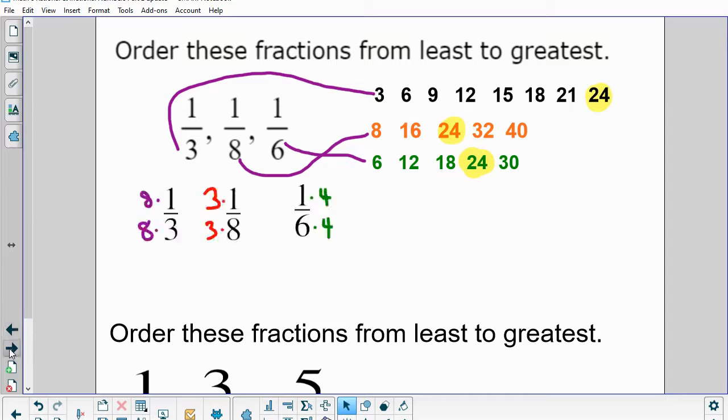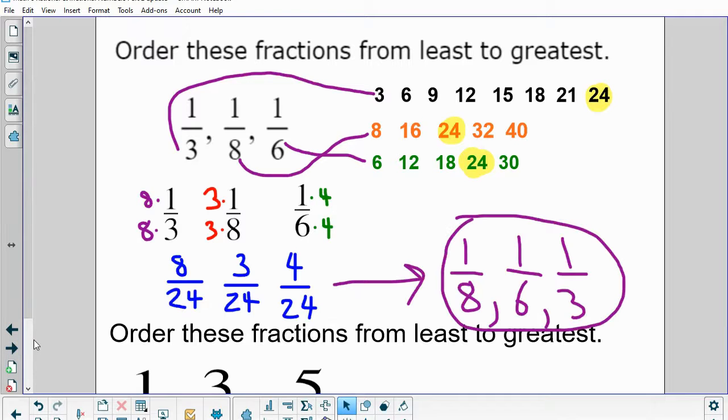So then we end up having to multiply each fraction by a number that will produce that common denominator of 24 in each of their denominators. And so we end up with 1/3 equals 8/24, 1/8 equals 3/24, and 1/6 equals 4/24. Well, we know that 3/24 is the smallest, so that means that we put 1/8 as our least number. Then we notice that 1/6 or 4/24 is our next smallest, so that comes next. And then 1/3, which is 8/24, is our biggest of the three numbers, so it comes last in our list.